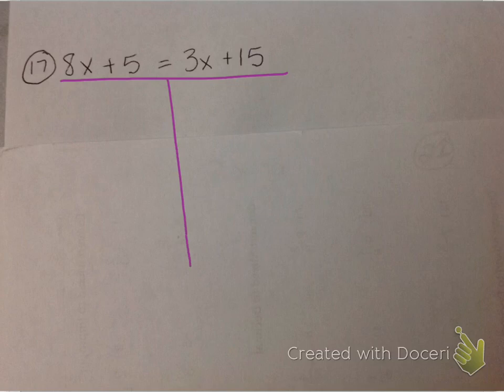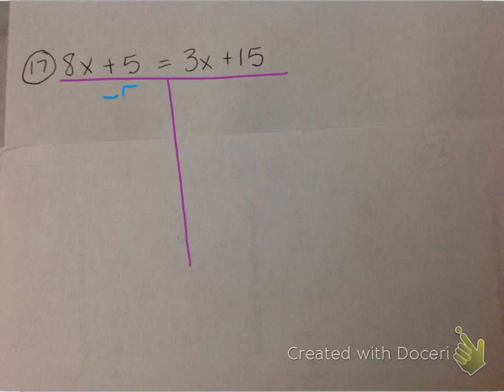On this left side, I see 8x plus 5. There's nothing that I can combine or simplify. On the other side, I have 3x plus 15. Nothing that I can combine or simplify. So I'm just going to go ahead and start moving my x's to the left and my other whole numbers to the right hand side.